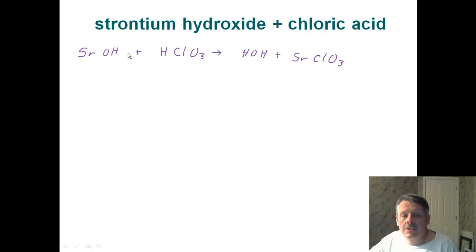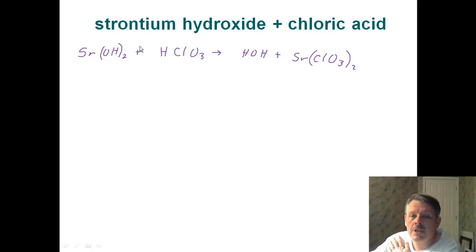Well, let's see. Sr has a 2+ charge, so OH has a 1- charge, there are two of them. And HClO3 balances, because that's plus 1 minus 1, and HOH is actually water, so we know that. And strontium, again, has a 2+ charge, so I have to have 2 ClO3s over on the right.